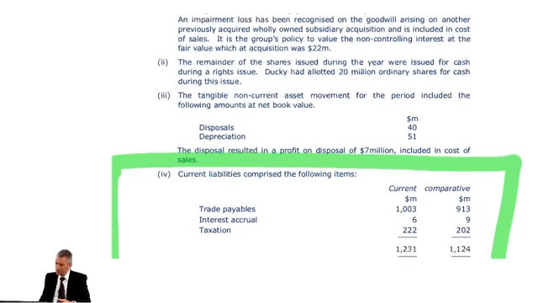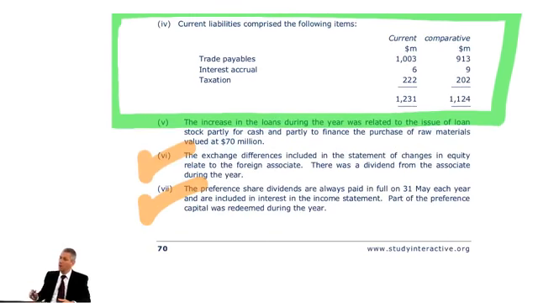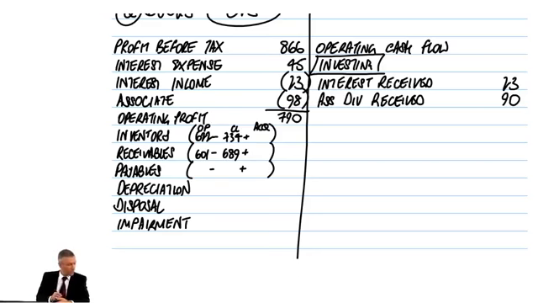So getting in there and ticking it, I'm just going to tick the information. I'm just going to go 913, 1003, 9, 6, 202, 222. That's it. I'm just going to tick through the data like that, till it's done.